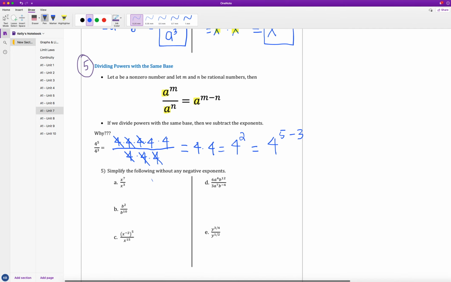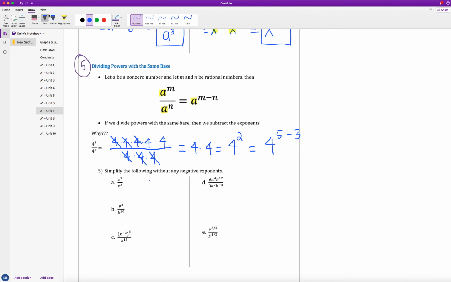Okay, I'm going to fit the whole page on here. So let's look at example 5. In example 5, it says simplify the following without any negative exponents. So we have x to the 7th over x to the 3rd. I have to make sure my bases are the same. My bases are the same, they're both x's, so I can go ahead and subtract these exponents and get x to the 7 minus 3, which would be equivalent to x to the 4th. Now my exponent is positive, so I'm good to go. I can't simplify any more than that.